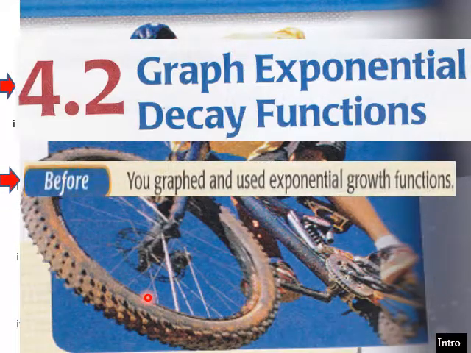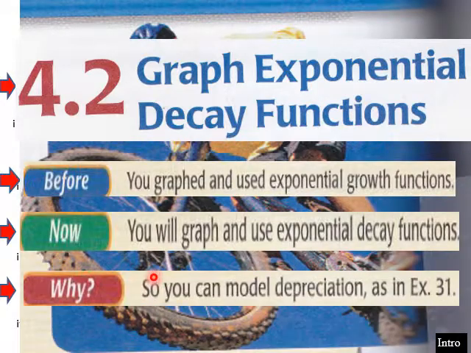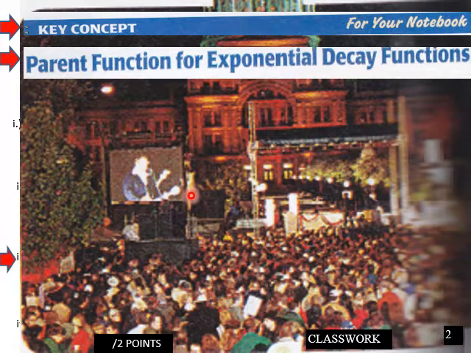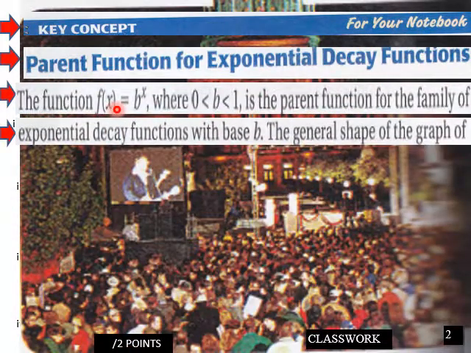Okay, graphing exponential decay functions. You graphed and used exponential growth. You will graph and use exponential decay. Parent function for exponential decay functions: f of x equals b to the x, where 0 is less than b and b is less than 1. So this right here has these values here. That'd be the parent function of the decay function with base b.